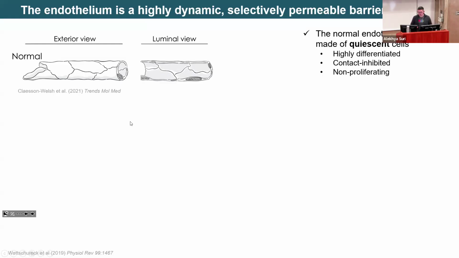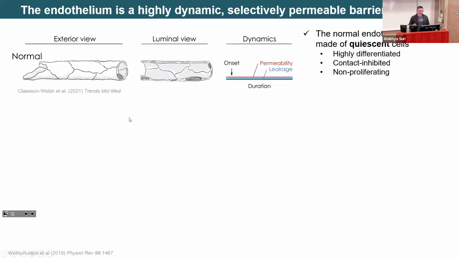In the healthy individual, the endothelial cells are similar to the smooth muscle cells. They are quiescent cells. They are highly differentiated. They are contact inhibited. That means that when the cells are touching each other, like here, they tell each other that everything is okay. You don't need to keep dividing. So just chill, right? And that makes them non-proliferating. They don't divide.